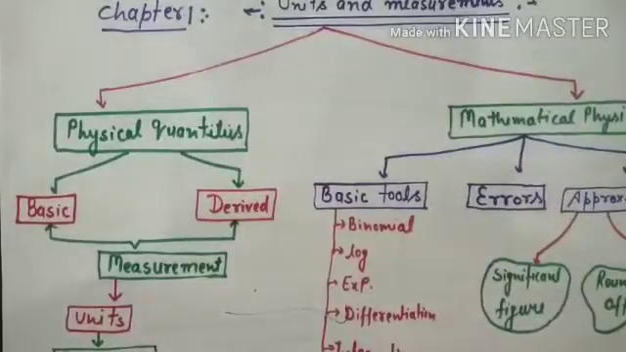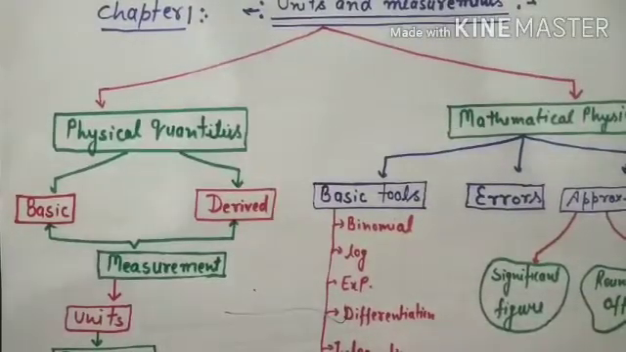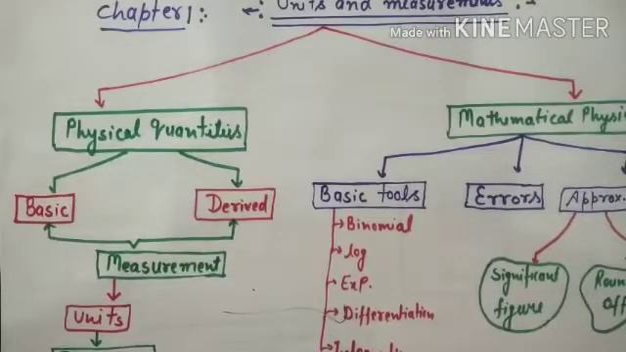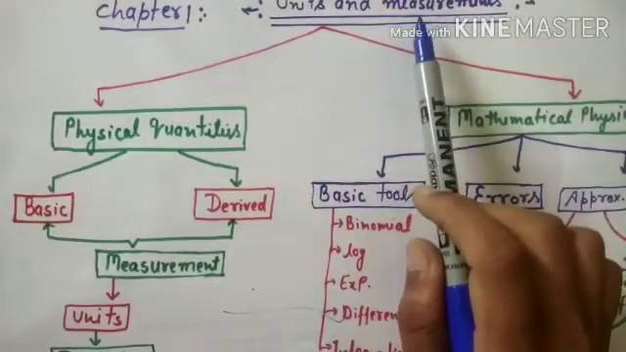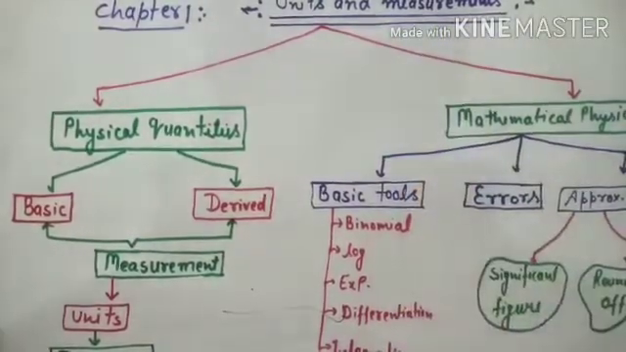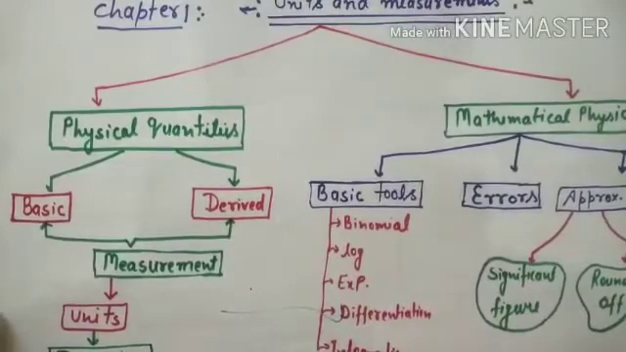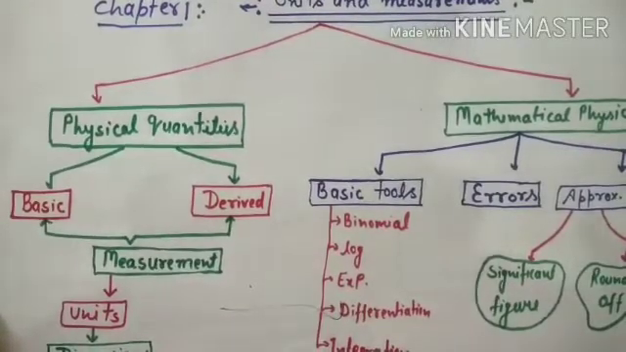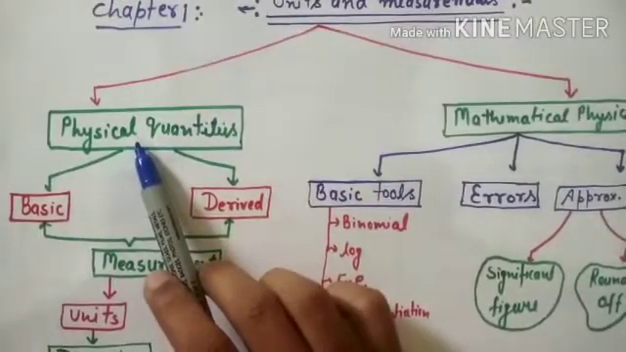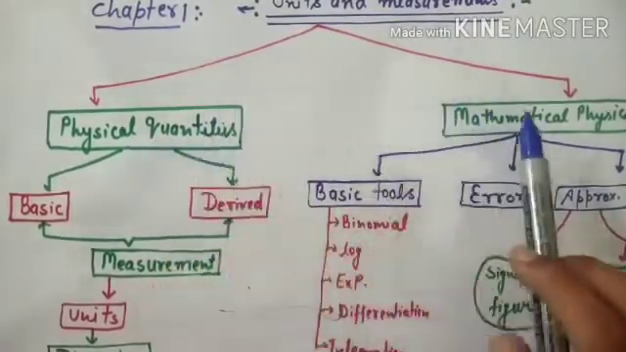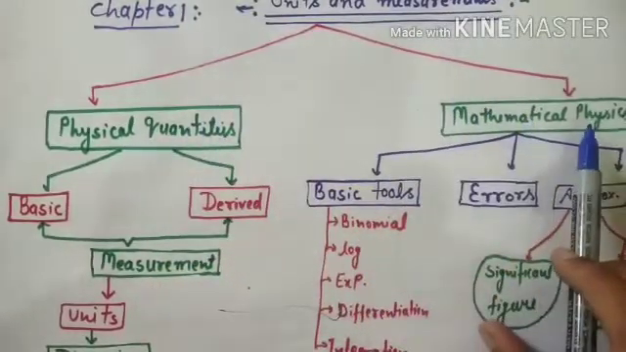Hello students, in this video series we'll discuss the first chapter of physics, that is units and measurement. So here we have a blueprint of this chapter. We can divide the total chapter into two segments. The first segment is physical quantities and the second is mathematical physics.